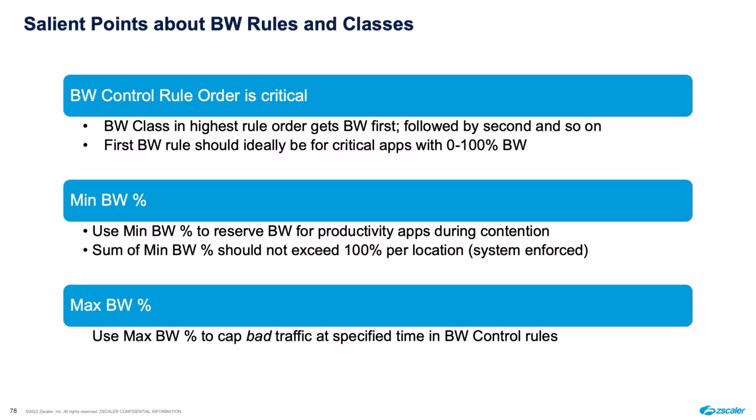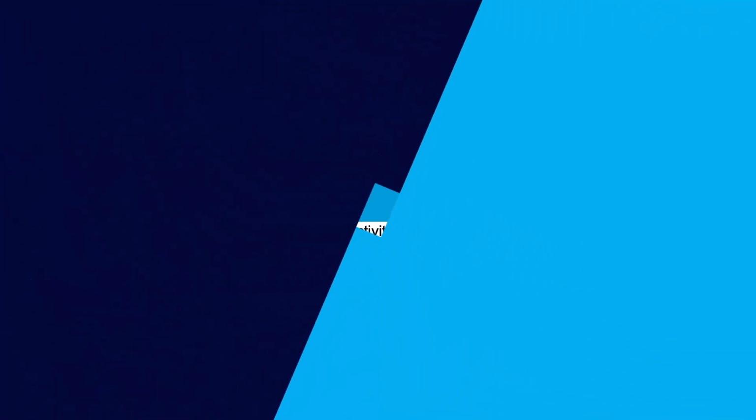And the bandwidth control rule order is the same as the rest of the policy engine, which is based on the rule order. The first top rule gets hit first and the subsequent rules get hit later. So you have to carefully choose how you want to do that ordering to give the right percentage of bandwidth for each of these applications.